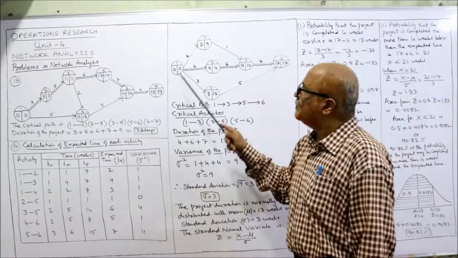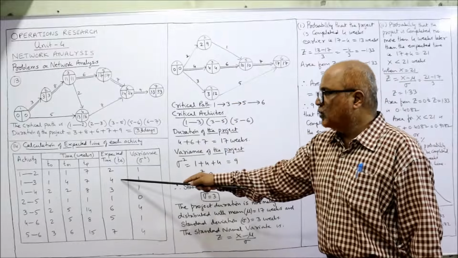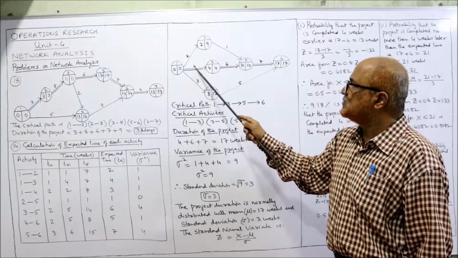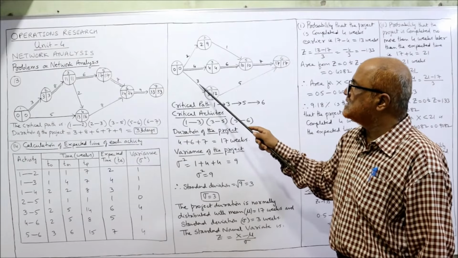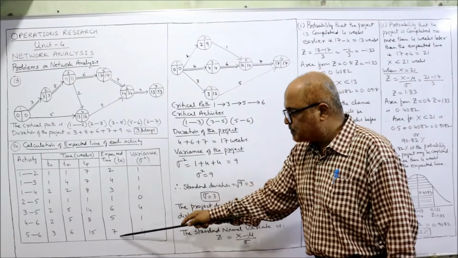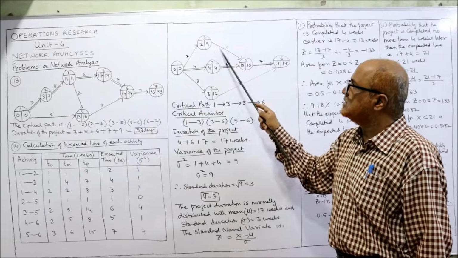Now write down the expected time of each activity. 1 to 2 activity is 2. Then 1 to 3 is 4. Then 1 to 4 is 3. So take all these expected times on the activities.